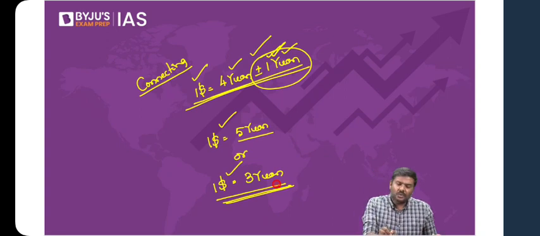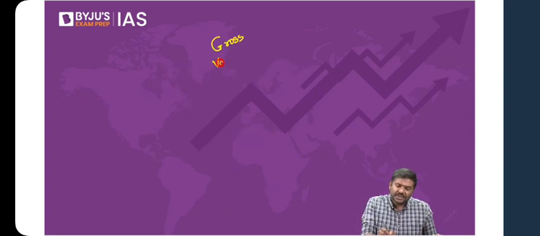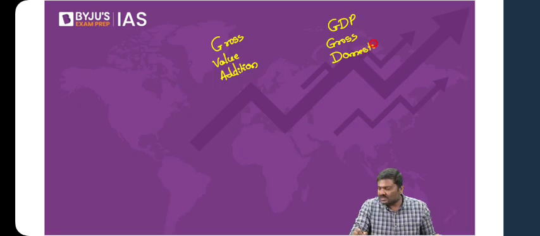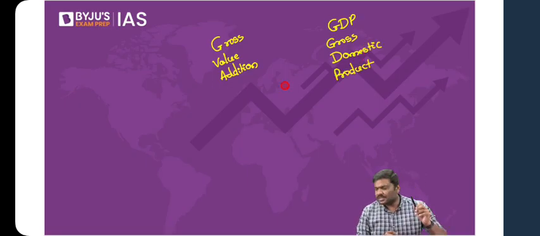What is the difference between GVA and GDP? GVA stands for gross value addition. GDP stands for gross domestic product. Now, what is the difference between both of them? In case of GVA, we are trying to find out how much is the overall value addition in the economy. I repeat, in GVA, how much is the overall value addition in the economy?